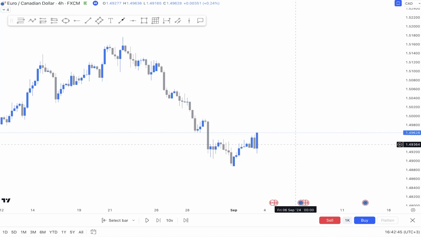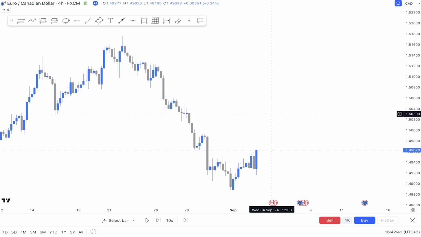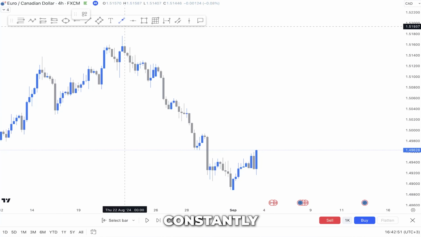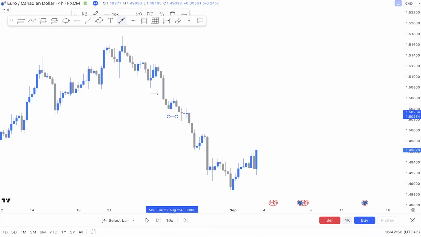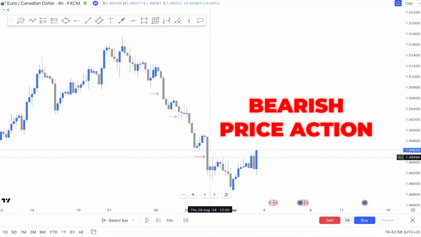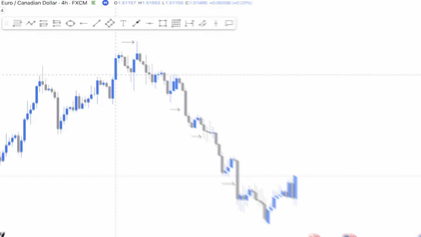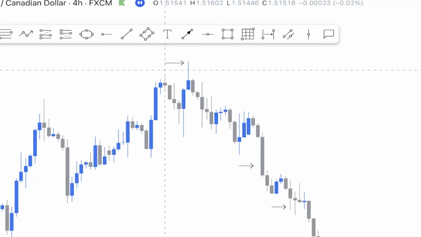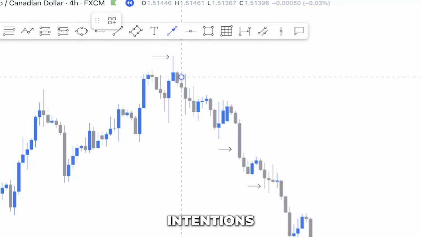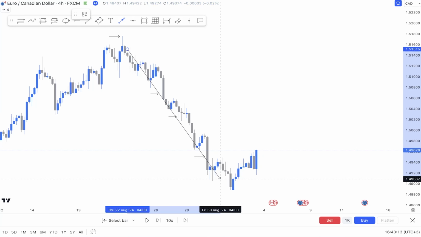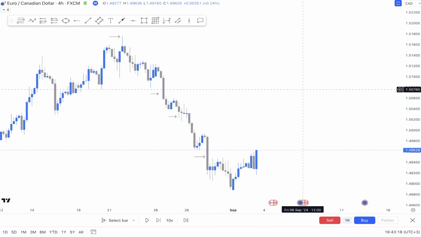So right here is exactly when I opened the chart on EURCAD for that specific day, and the first thing that I saw was that price was constantly heading lower and lower. This is a very clear bearish price action. Right here we had a shift in momentum, a bearish one. We swept liquidity to the upside with this fake out. After that the market showed its true intentions by heading lower and lower. Because of that, I told myself, okay, I will definitely look for a bearish setup.